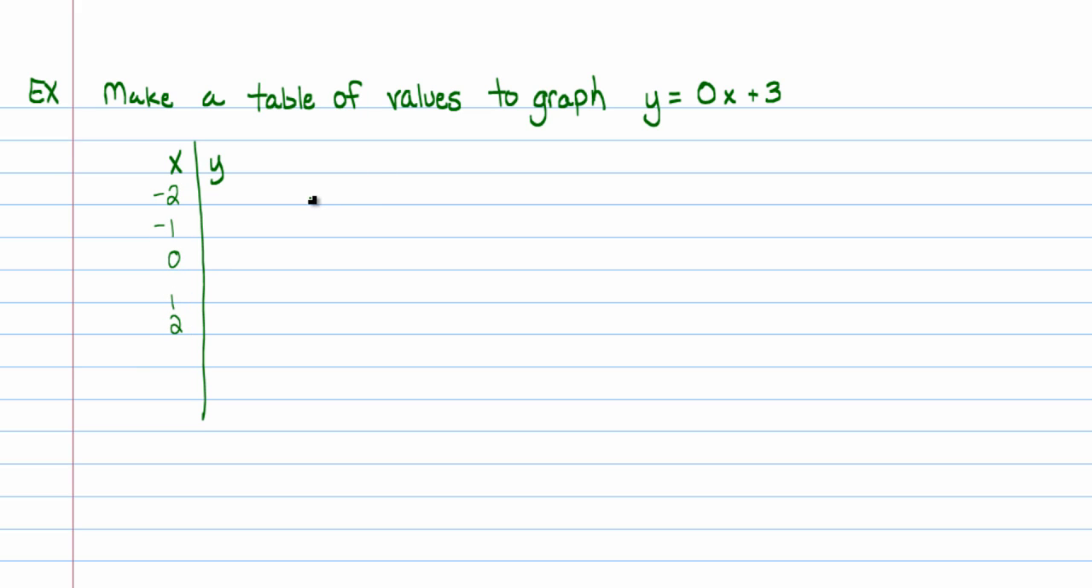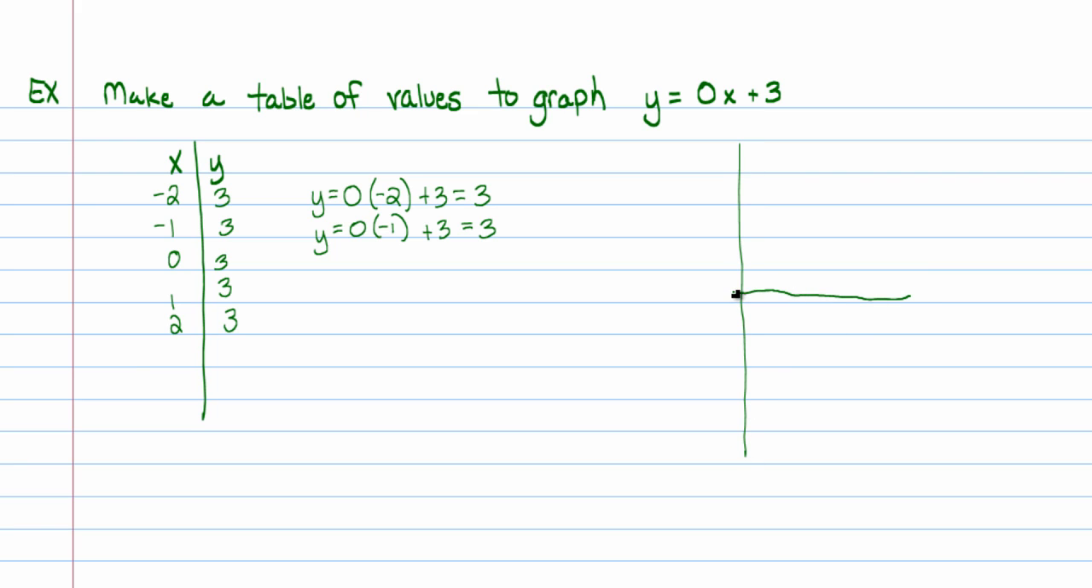When you plug -2 into that equation, you get y equals 0 times -2 plus 3. And of course, 0 times -2 is just 0. So this gives me the output of 3. When I plug in -1, the same thing happens: we get 0 times a number, which turns into 0, plus 3 is still 3. And in fact, you can continue down this list, you'll see it will always be 3. And we can, of course, use this information to quickly create a graph of this equation.